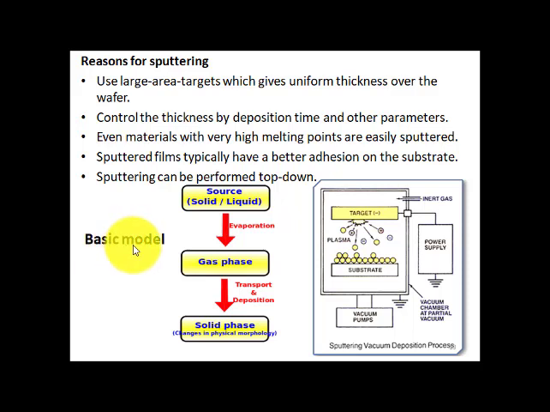This is a basic model, in which at the top we have a source which is in the form of a solid. Here we use a solid. It can be liquid, but usually it is solid. Evaporation can occur. So this evaporation is actually the physical evaporation method. But on the other hand, in sputtering, we have a target which is at the top. The plasma strikes the target, and the target atoms are sputtered off and deposited on the surface of the substrate. So this is the basic model from top to down.